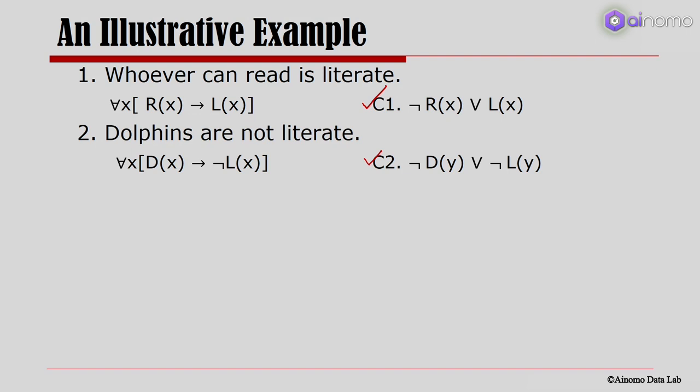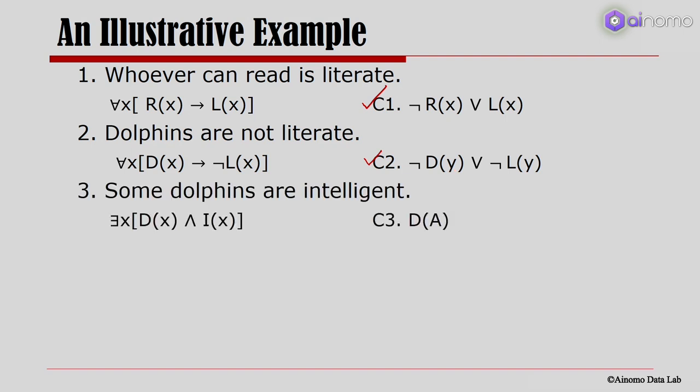Now, in order to keep the variables different in all the clauses, I would write not of D(y) or not of I(y). Some dolphins are intelligent is written as there is an x, dolphin x and intelligent x. Now, the clausal normal form of this would be that I would introduce a Skolem constant a, and there is a conjunction and, so I would have two clauses D(A) and I(A).